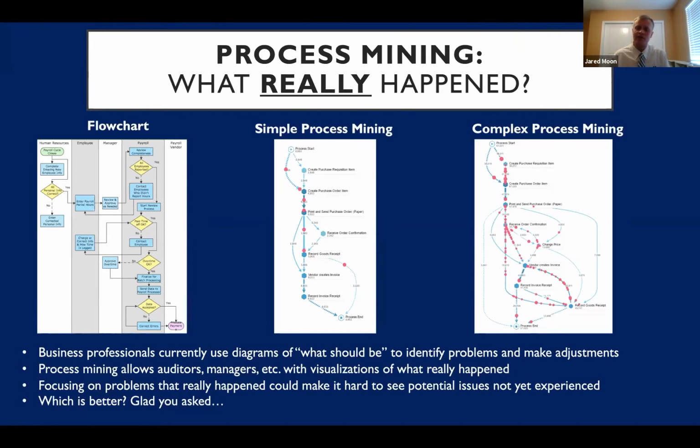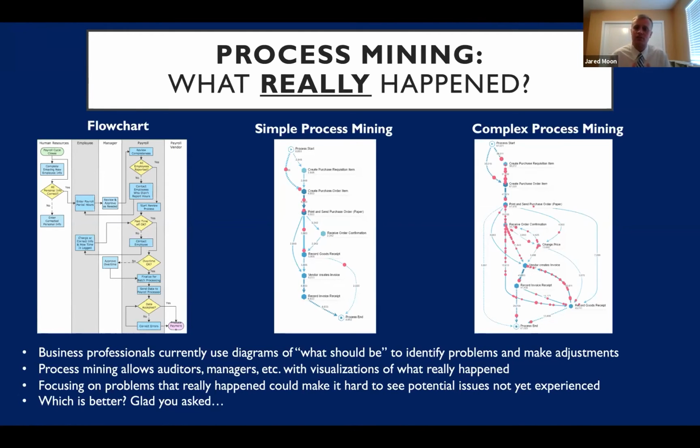That means the auditor doesn't work at that company. They don't know what's happening day to day. They just show up and management gives them a flow chart, which is seen on the left. That flow chart is what should be happening in a business context. And so they're able to see what should be happening, but all of us know that not everything goes as planned. Sometimes deviations happen beyond our control. And so that's where process mining comes in.